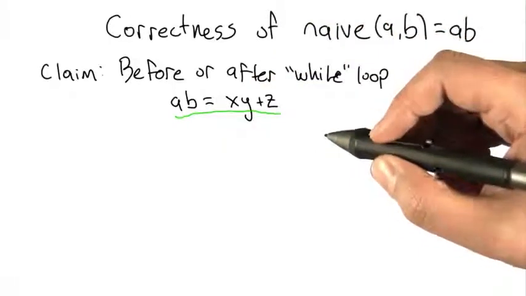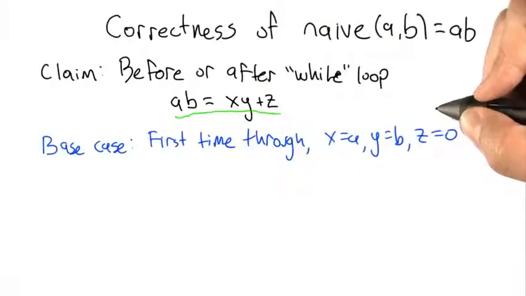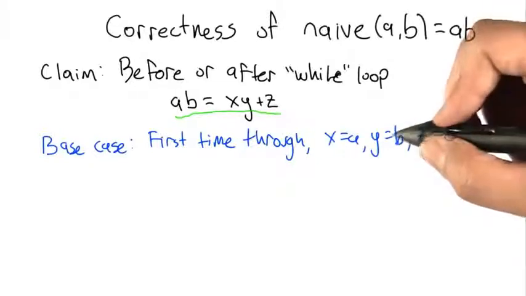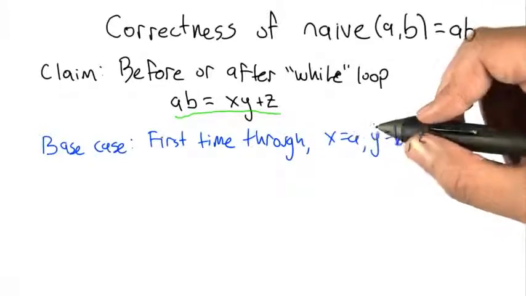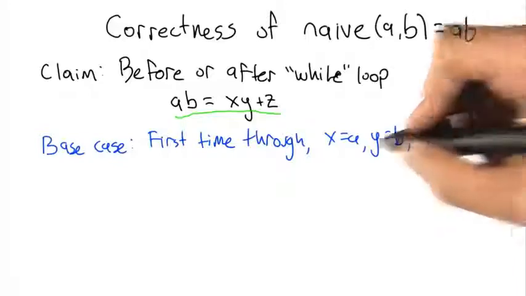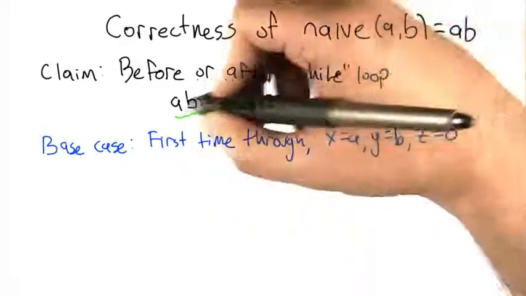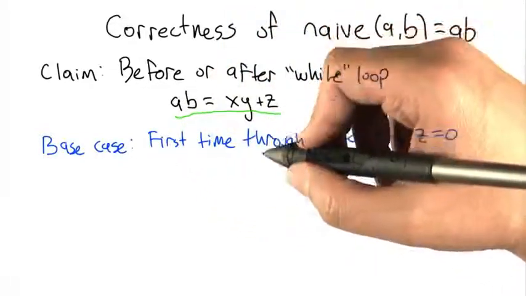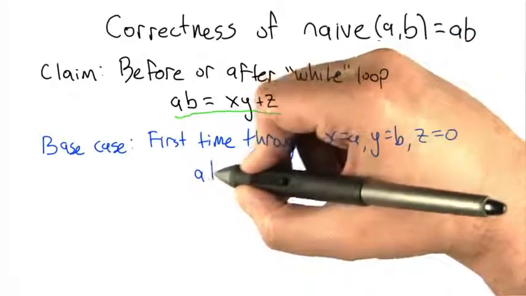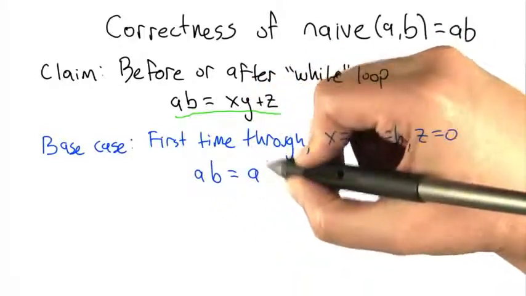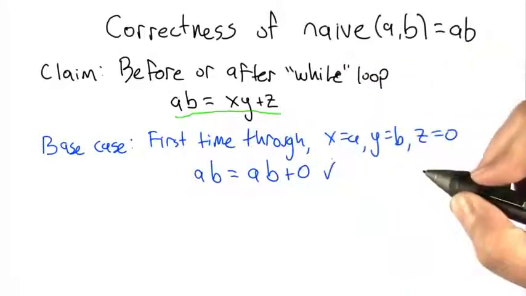So how are we going to show that this is the case? The first time we're going through the while loop, in the very beginning, at the top of the function, x is assigned to a, y is assigned to b, and z is assigned to 0. So let's check the expression with those variables plugged in. We're saying that a times b equals a times b plus 0. Well, that's kind of obvious.